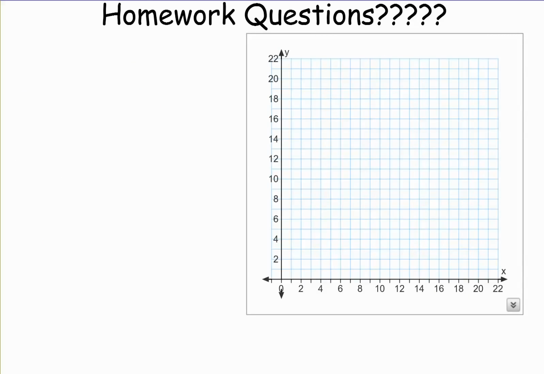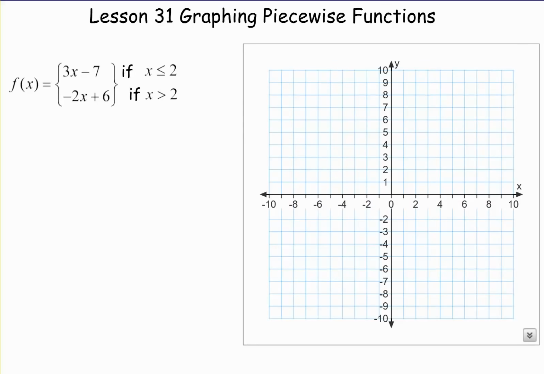Homework questions we'll do in class, and today we're going over lesson 31, graphing piecewise functions. So we're going to use what we just did, understanding what our constraints are, to graph these functions. So we'll just take a look at this function. We'll call this top one, this is my blue function.